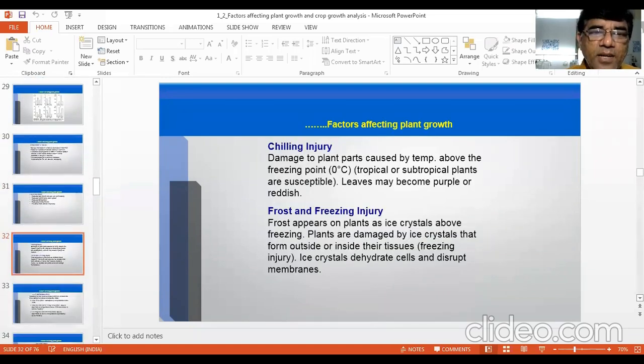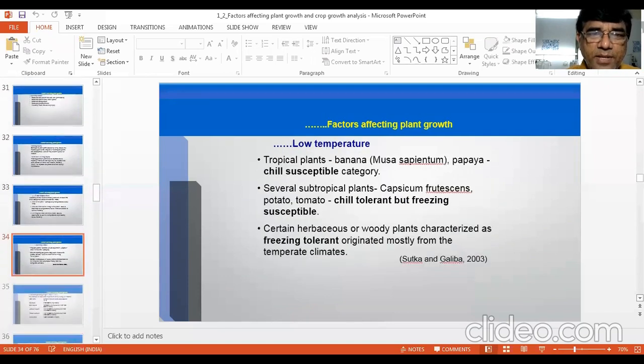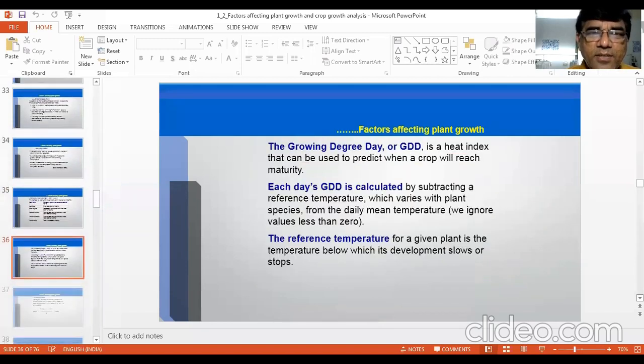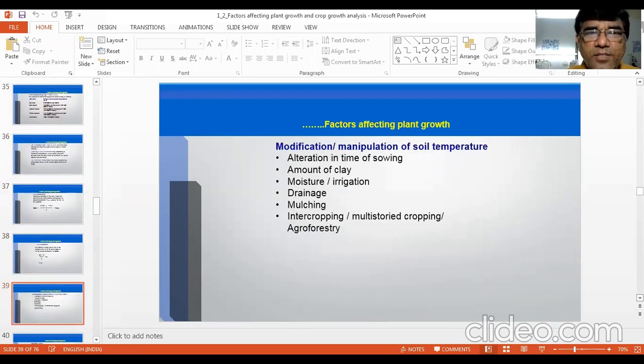You have seen chilling and frost injury, the effect of low temperature. You have also seen that because of temperature, we can have growing degree days, and how to calculate this.